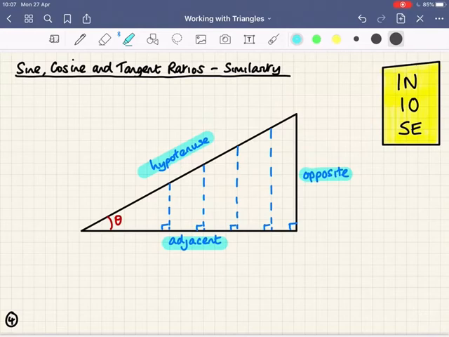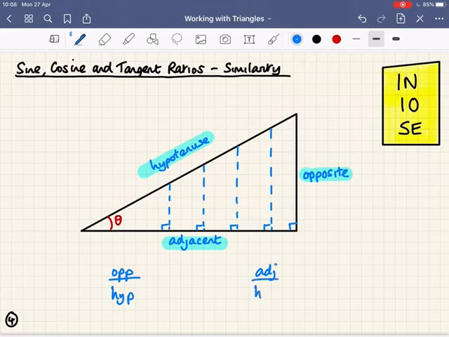And as you can see, there are three different relationships between sides for this particular angle theta. We've got the relationship between the opposite side and the hypotenuse. We've also got the relationship between the adjacent side and the hypotenuse. And then we've got the relationship between the opposite side and the adjacent side. So there are three different ratios, or three different ways of describing the relationship between the sides in this triangle for an angle of theta.